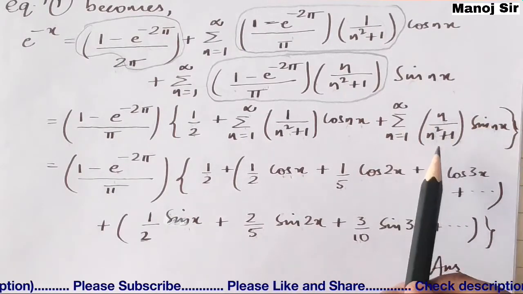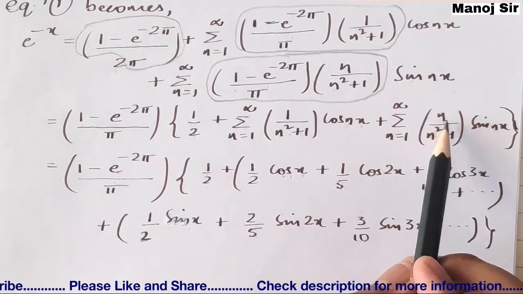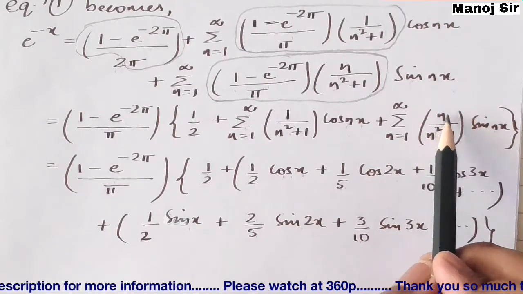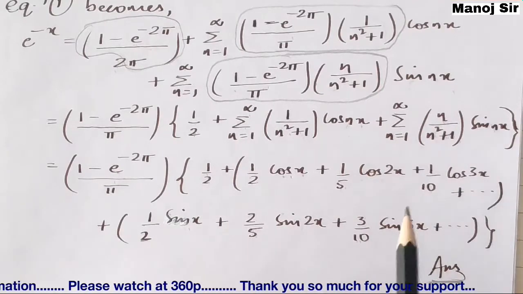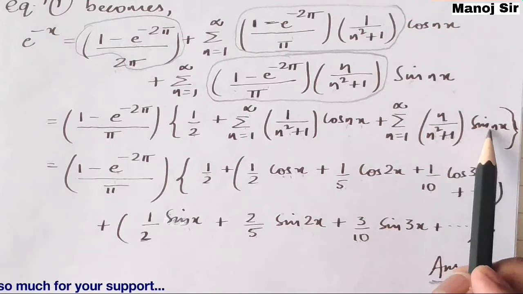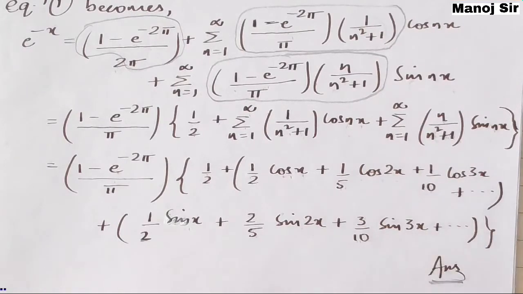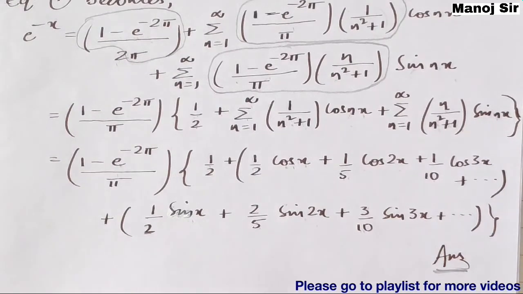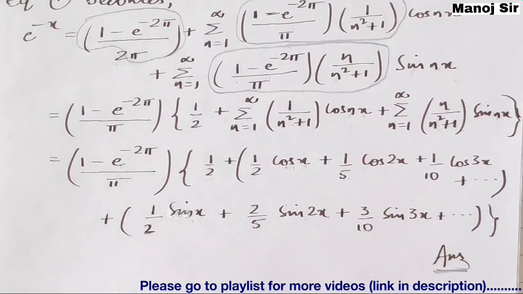Now coming to this part, if you put n equals 1, then this is going to be 1 upon 2 sin x. If you put n equals 2, then this is going to be 2 upon 5 sin 2x. If you put n equals 3, then this is going to be 3 upon 10 into sin 3x and dot dot dot. So in this way you can solve this problem. Yes, this is the required Fourier series.